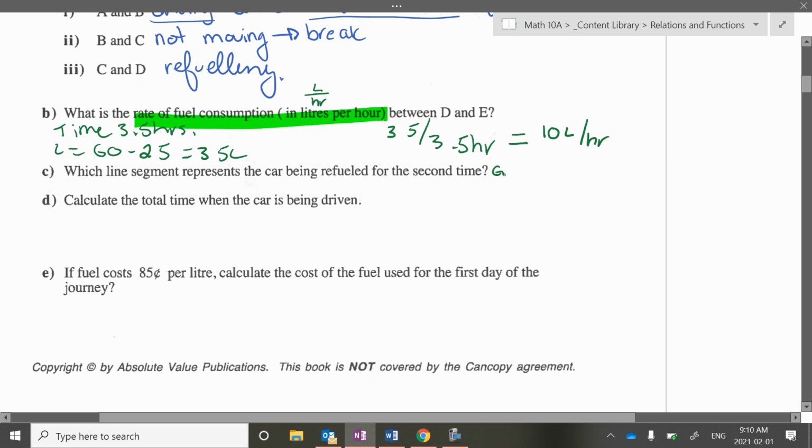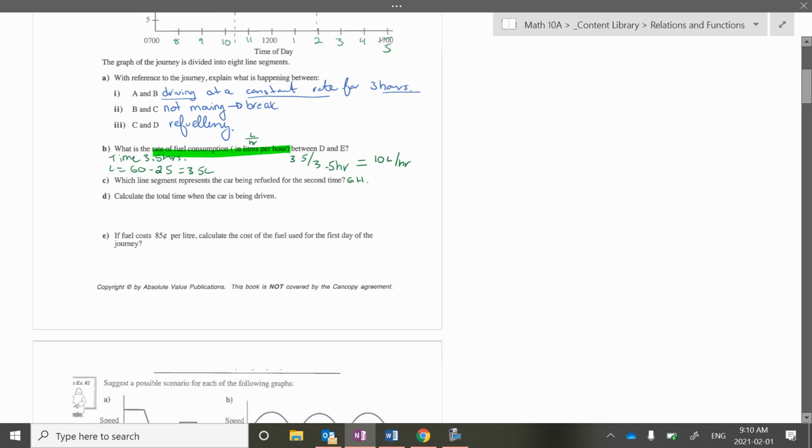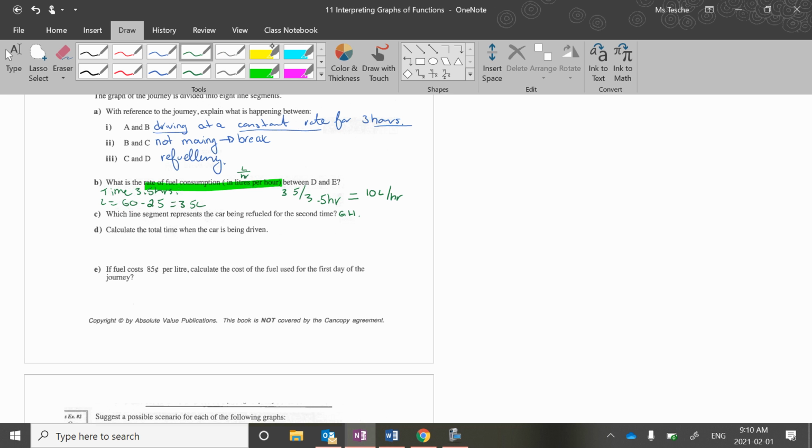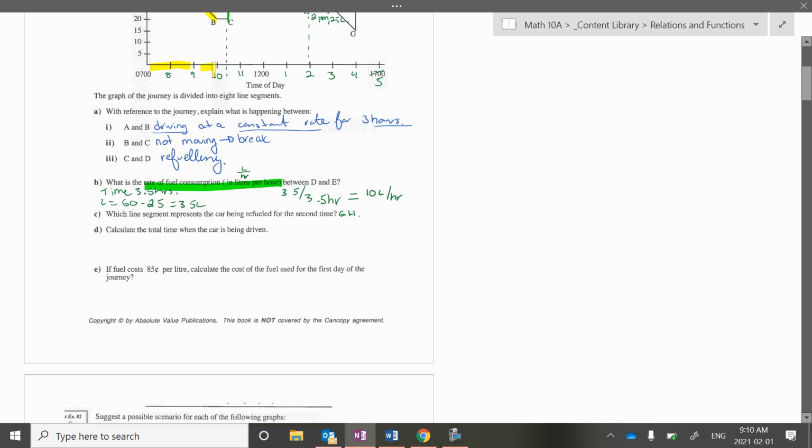Good. G and H. Calculate the total time the car is being driven. So they started at 7 a.m. and they went to 1700, which is 5 p.m. How many hours there without breaks is that? 8 hours? 7 hours? Oh my goodness, guys. 1, 2, 3, 4, 5, 6, 7, 8, 9.